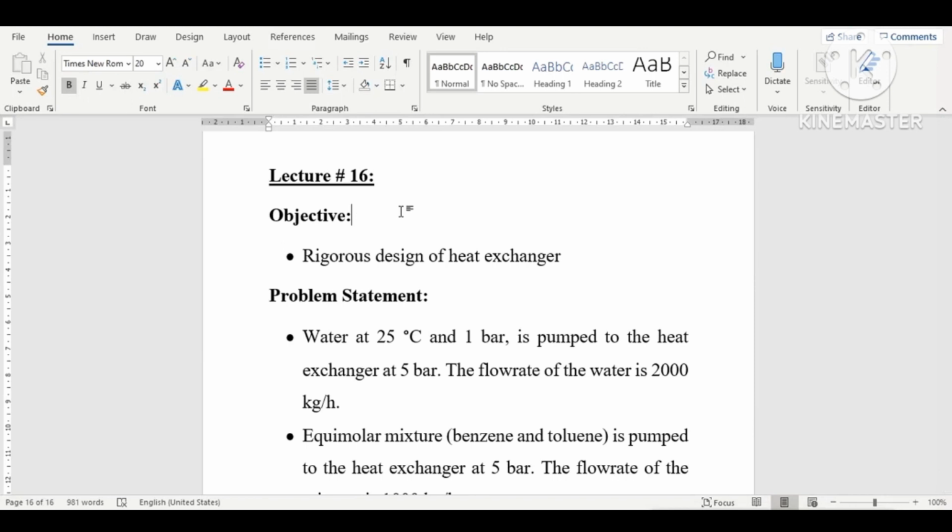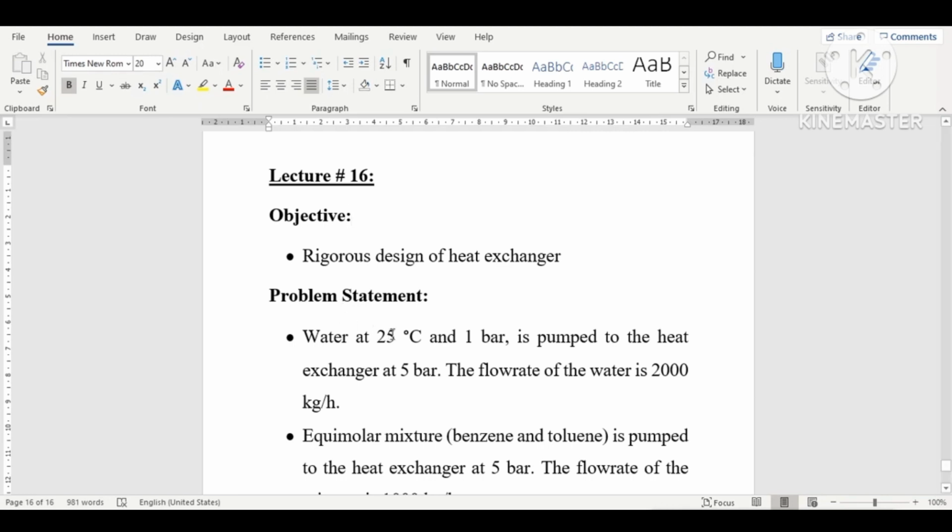Today we will learn how to simulate a heat exchanger using rigorous design methodology. In our previous video, which was lecture number 15, we had designed a heat exchanger using simple design methodology. Before starting the tutorial, first we will read the problem statement.